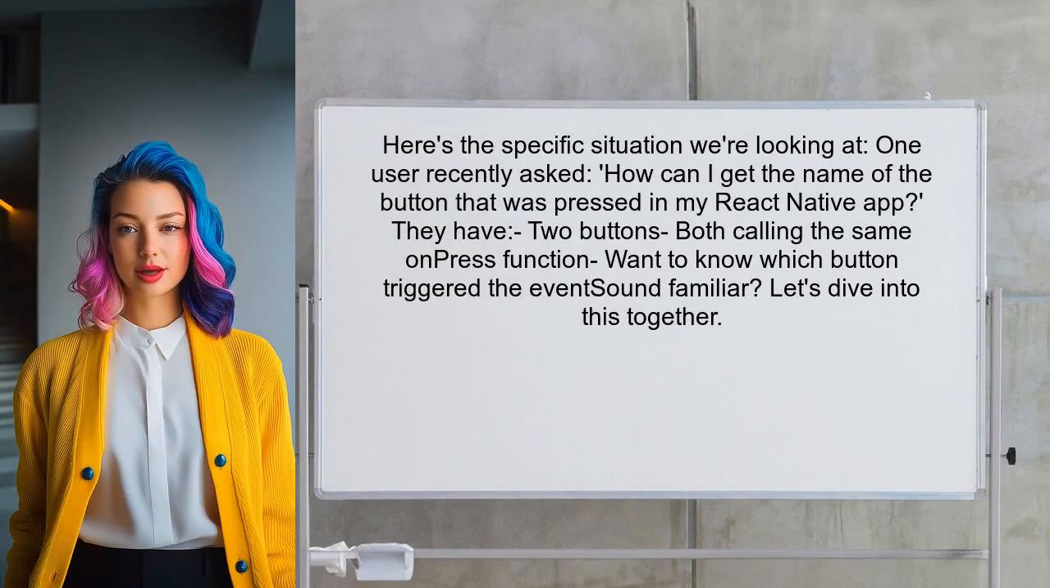Here's the specific situation we're looking at. One user recently asked, "How can I get the name of the button that was pressed in my React Native app?" They have two buttons, both calling the same onPress function, and they want to know which button triggered the event. Sound familiar? Let's dive into this together.